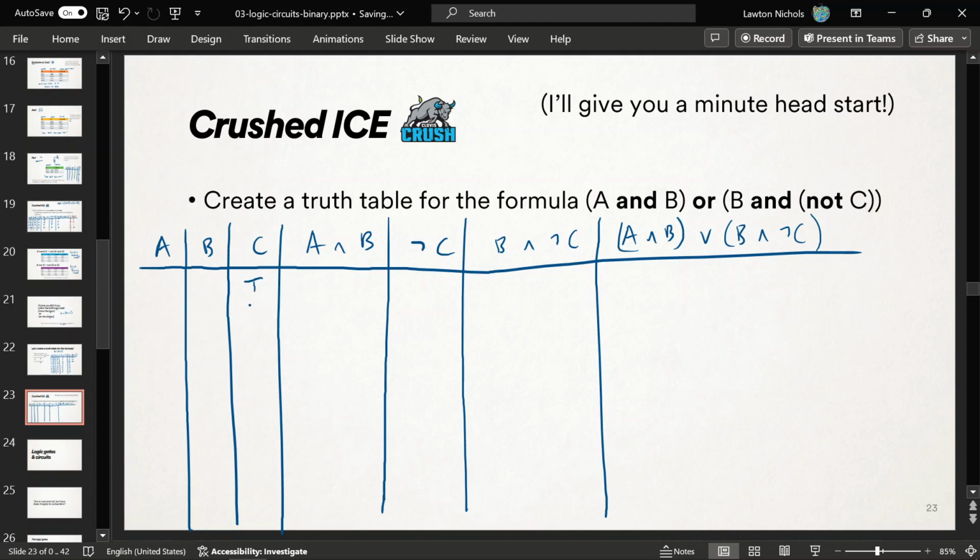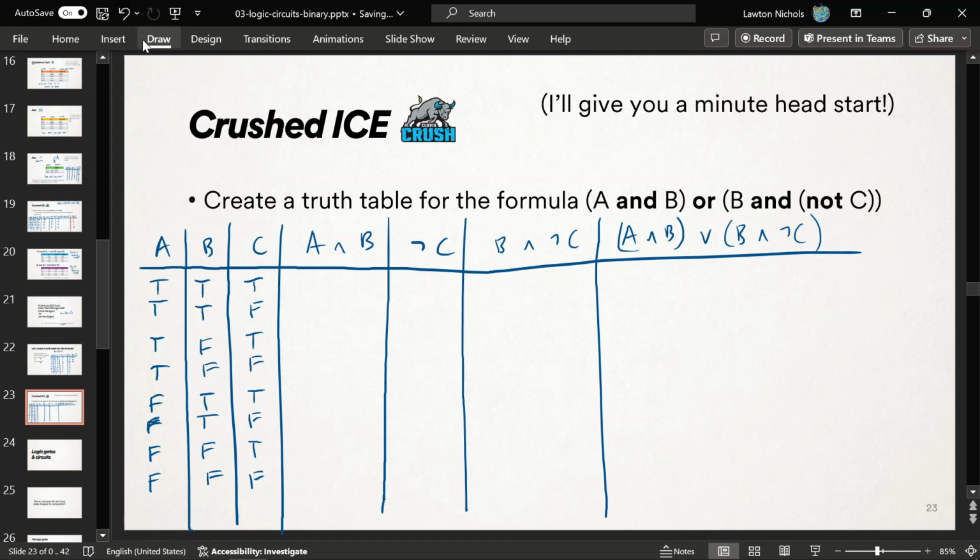We got true, false, true, false, true, false, true, false. This one stays true twice as long: true, true, false, false, true, true, false, false. This one stays true twice as long as that: true, true, true, true, false, false, false, false. That's meant to be an F right there.